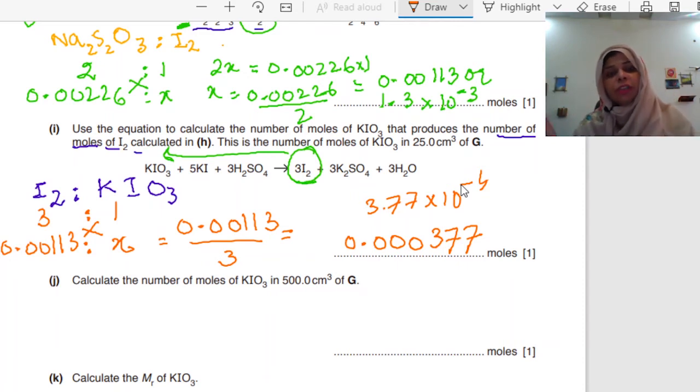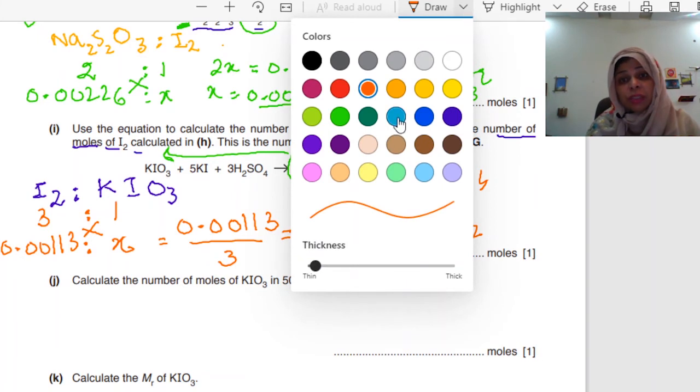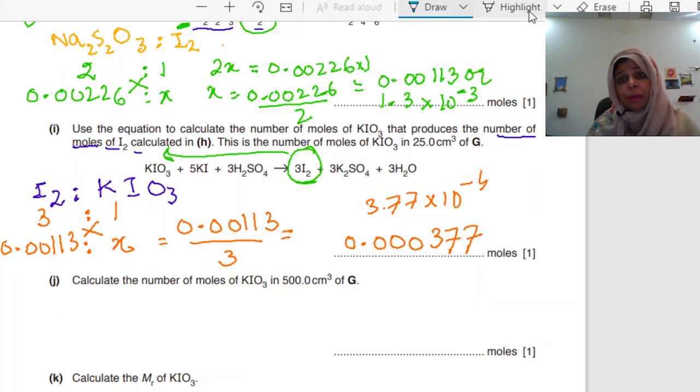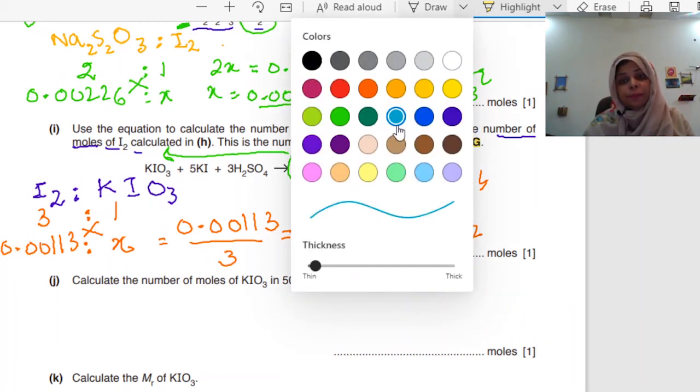So here we have got the moles in 25. Remember, this is very important, to know the steps of each and every part. So remember that here we have 25 centimeter cube of G. We have taken this amount in the beginning, that is 25.0 centimeter cube, through a pipette. So 25.0 centimeter cube of G. Now calculate the number of moles of KIO3 in 500 centimeter cube of G. So what we will do, again we will do the ratio method, right?